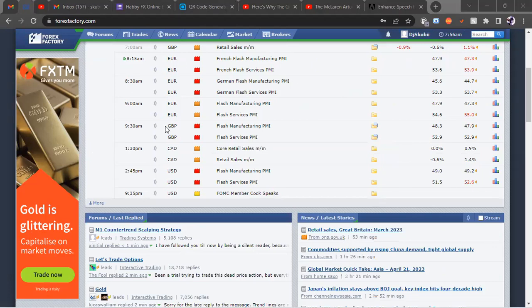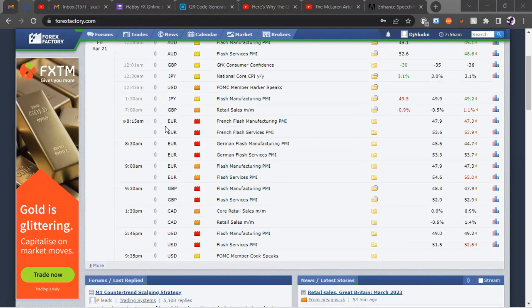Fundamental wise, we have news by 8:15, that's in less than 12 minutes, on the euro. That's a French flash manufacturing PMI. Then we have another one by 8:30, same euro, German flash manufacturing PMI. Same thing.